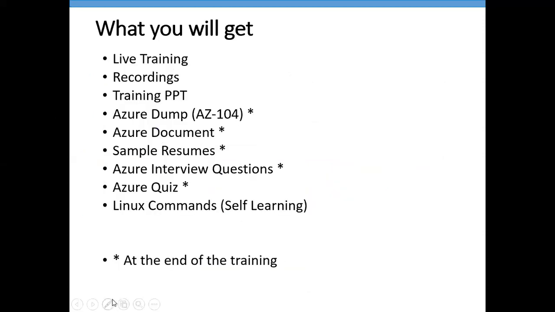These are the things which you will get at the end of the training. I have mentioned a dump here. These dumps are actually like a question paper, like the sample question papers we used in colleges or schools. With the help of this, you can easily clear the certification. 60 to 70% of questions always come from these things.